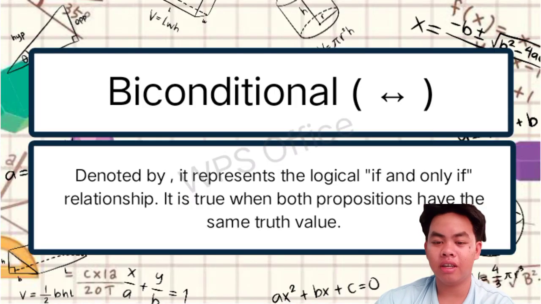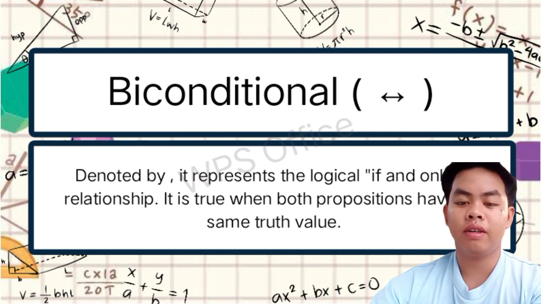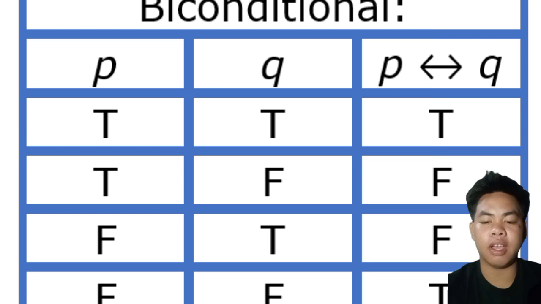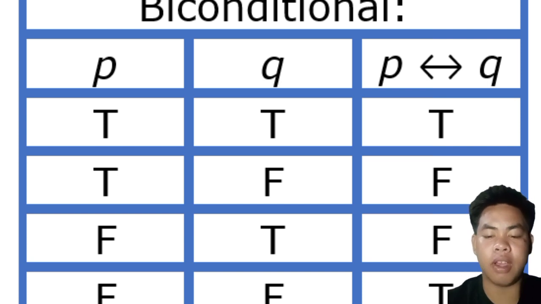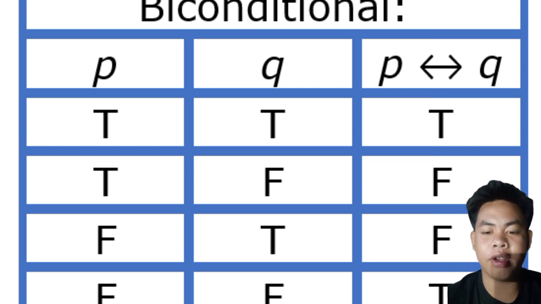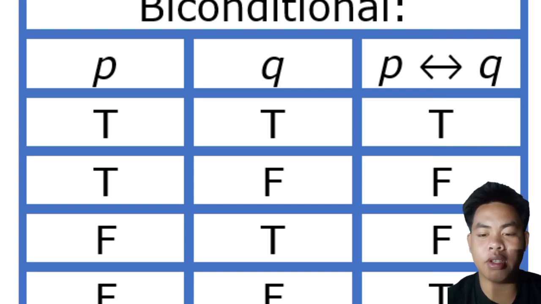Biconditional, denoted by a double arrow, represents the logical if and only if relationship. It is true when both propositions have the same truth value. Sa biconditional kay if P ug Q kay puros true. If puros false pod, true gyapon. Ang TF right false.